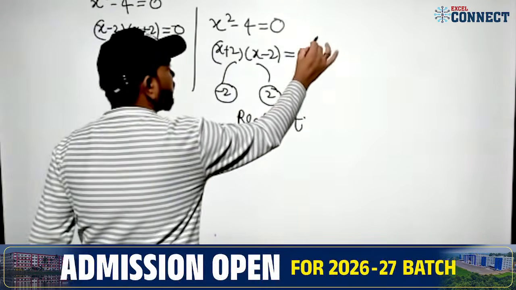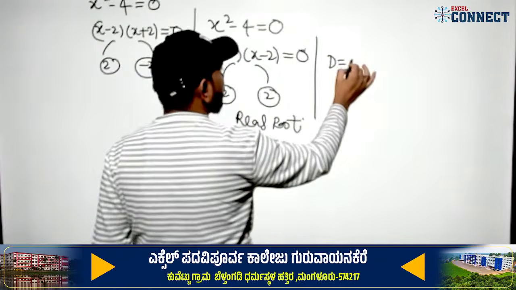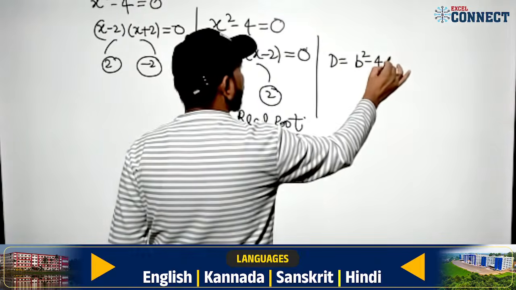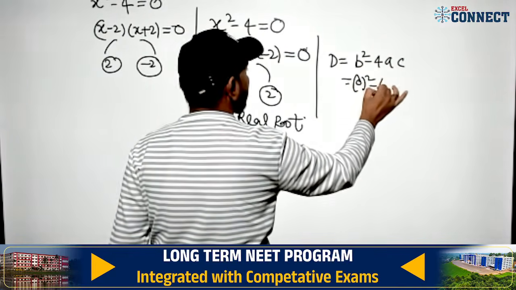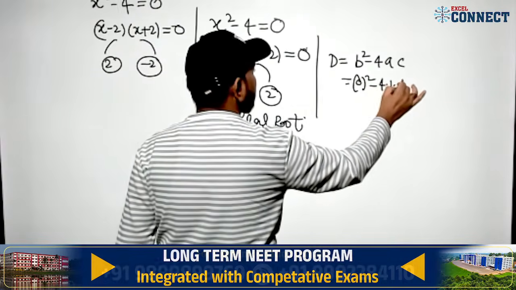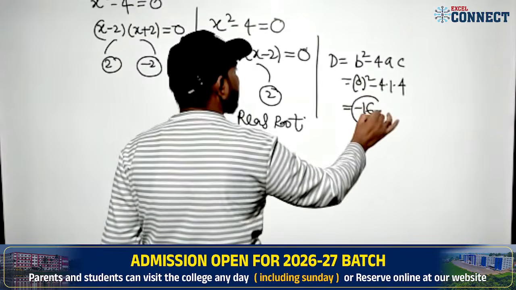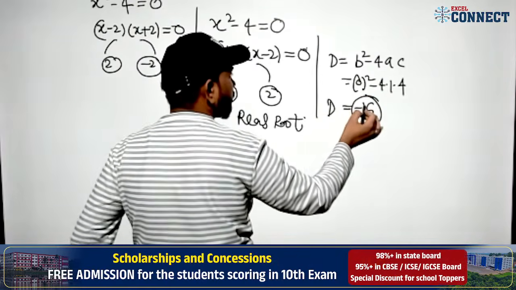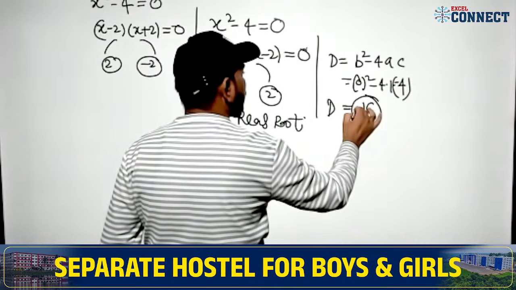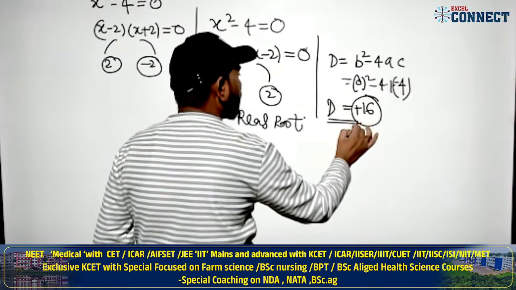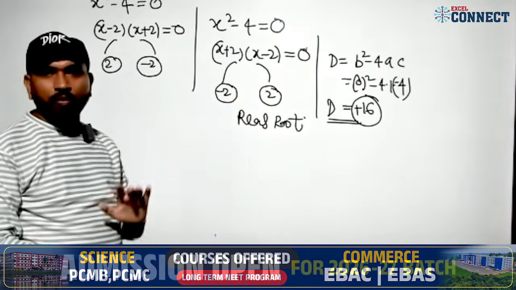You can check the discriminant D. Obviously it is positive, so different roots are also coming. D is equal to b square minus 4ac. b is 0, so 0 square minus 4 into a, which is 1, into c, which is this. So what is this? Minus 16, I think. One mistake, it is minus 4 times... so it is positive. So D is positive, meaning real and different roots. So here is no problem.